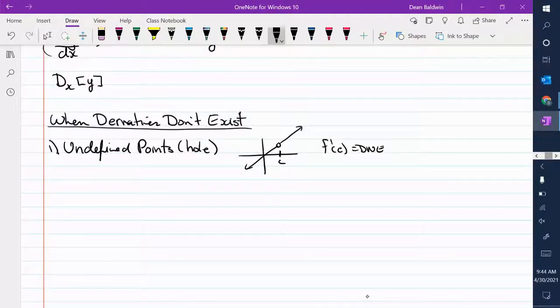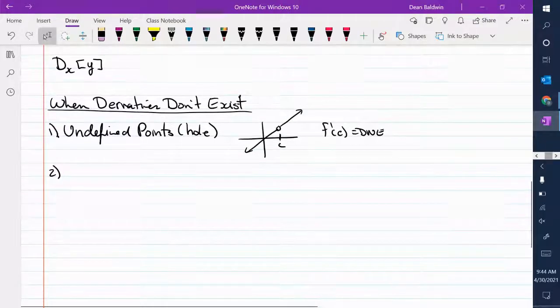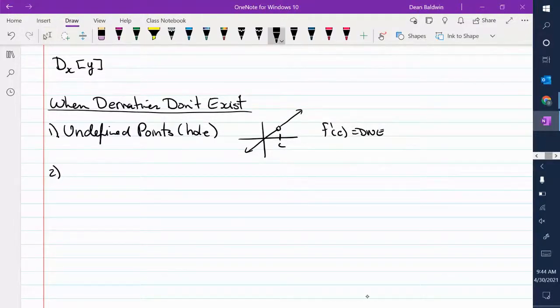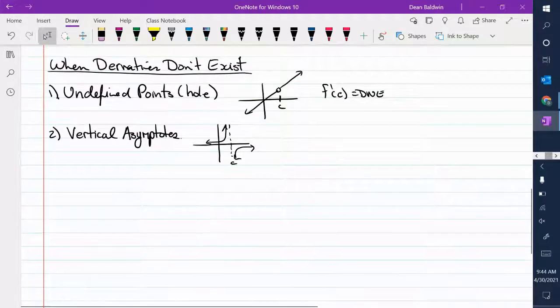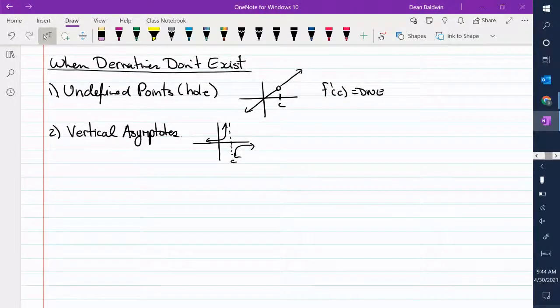What are other points that don't exist? Asymptotes. So vertical asymptotes. Again, it would be the same reasons. You can't have a derivative at a point that does not exist. And the last two will be a little trickier.